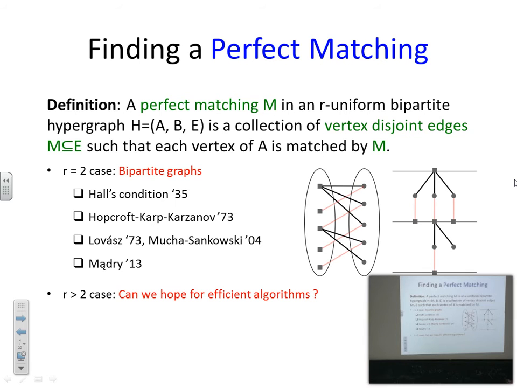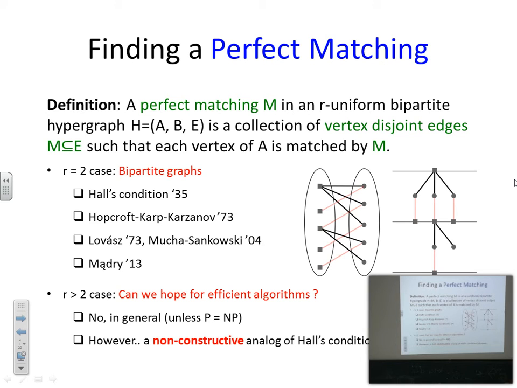So we can ask the same question also for the r greater than 2 case. Can we hope for efficient algorithms for finding perfect matchings in bipartite hypergraphs? The situation is somewhat similar to the jump in complexity from 2-SAT to 3-SAT and many other cases. So the answer is no in general, because then P would be equal to NP. So we rephrase this question in a different way.